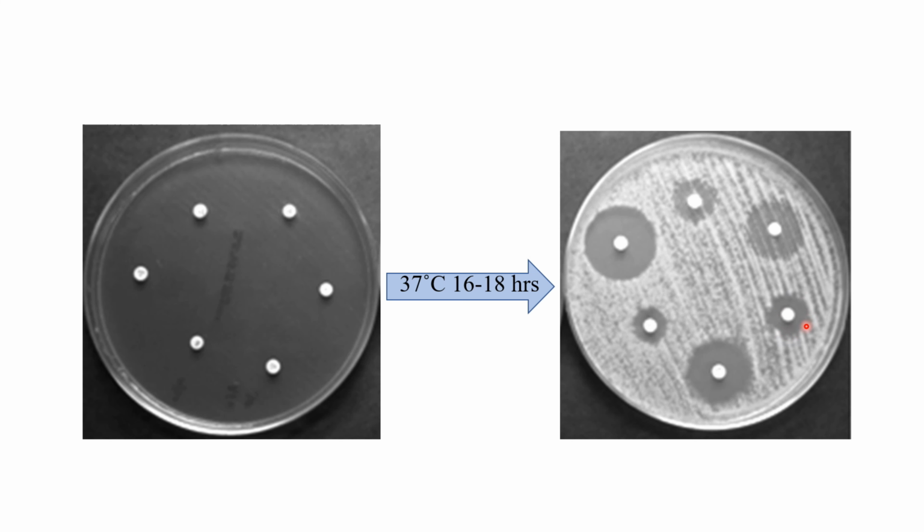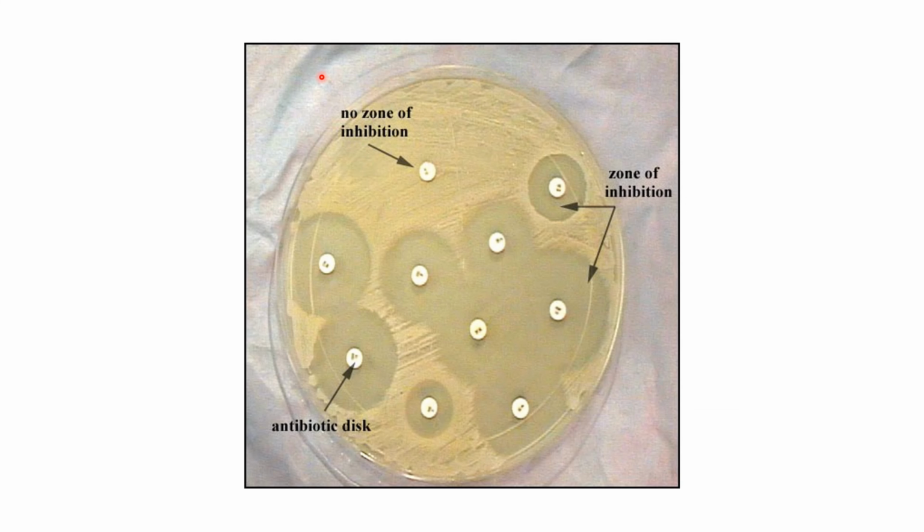So this is the clear area we can see here. This clear area means bacterial growth is not seen in this area, and in all the other areas the bacterial growth can be seen. So after the incubation, we will get an observation like this.